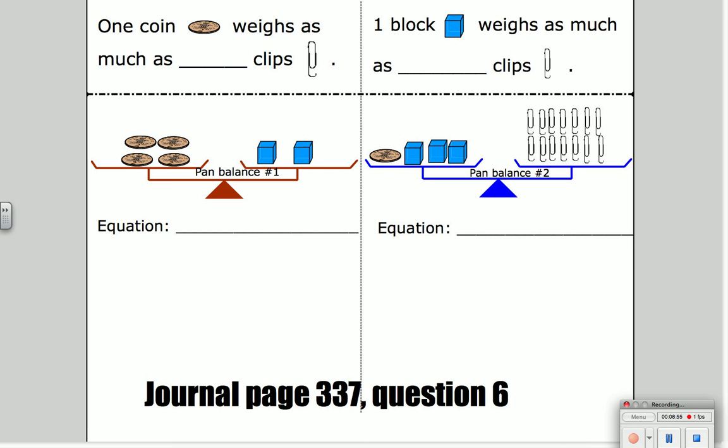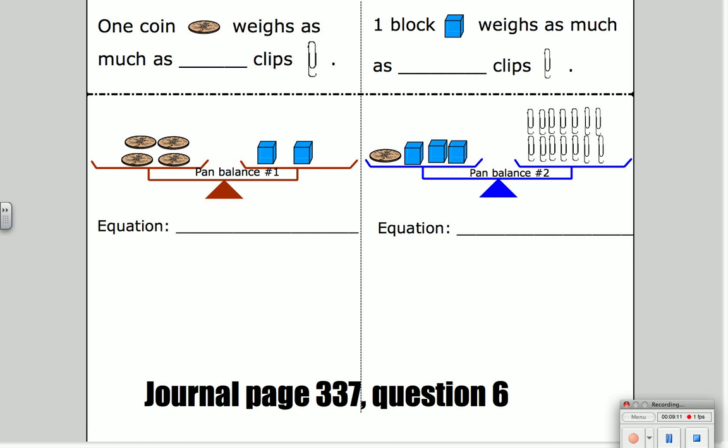You can now turn the page to journal page 337. We're on question 6 here. We're going to do a couple of questions on this page and then just a couple on the next page. So question 7 asks us, 1 coin weighs as much as how many paper clips, and 1 block weighs as much as how many paper clips.